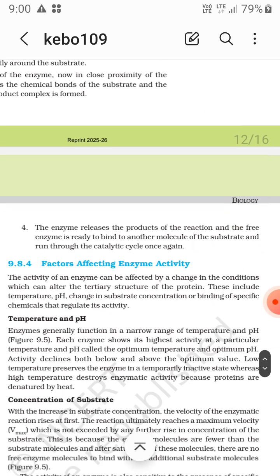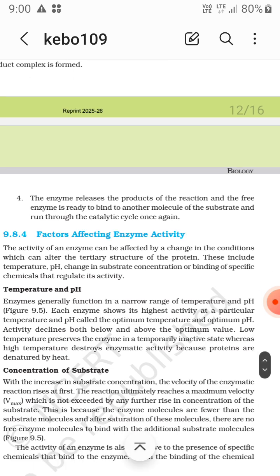Now the fourth step: the enzyme releases the products of the reaction, and the free enzyme is ready to bind to another molecule of the substrate and run through the catalytic cycle once again.